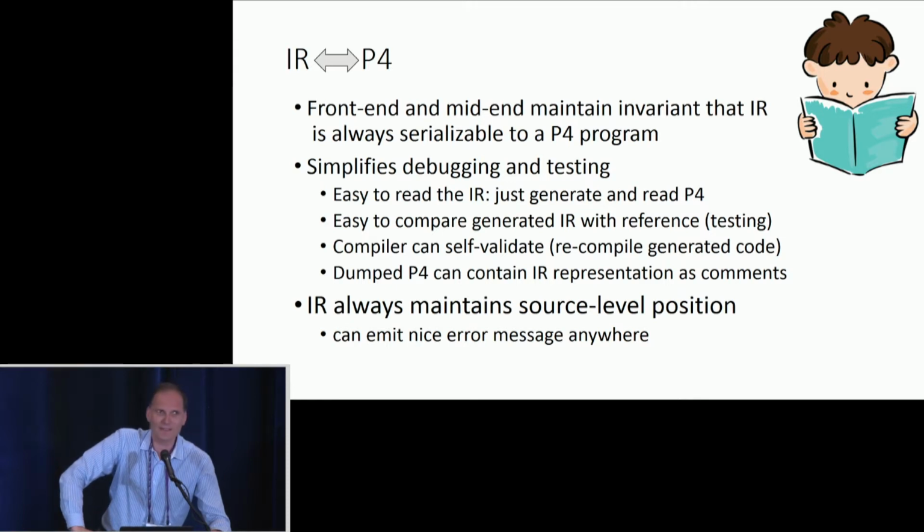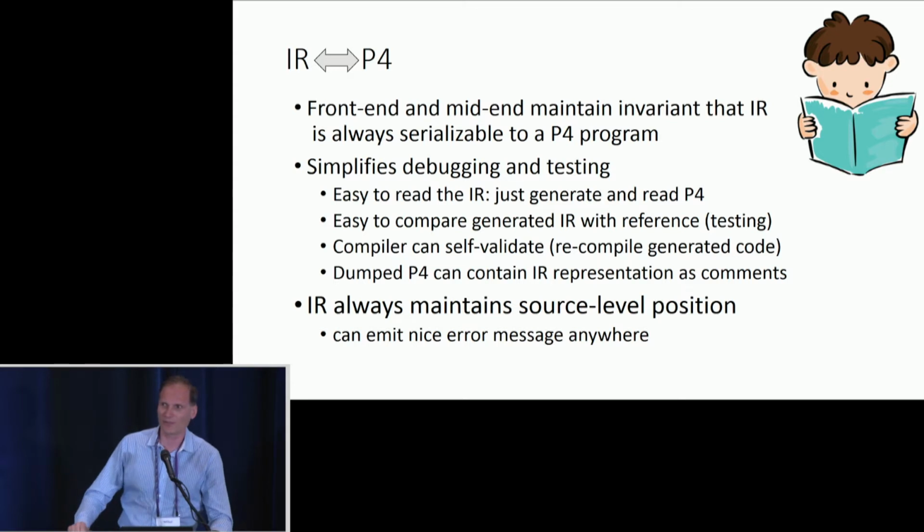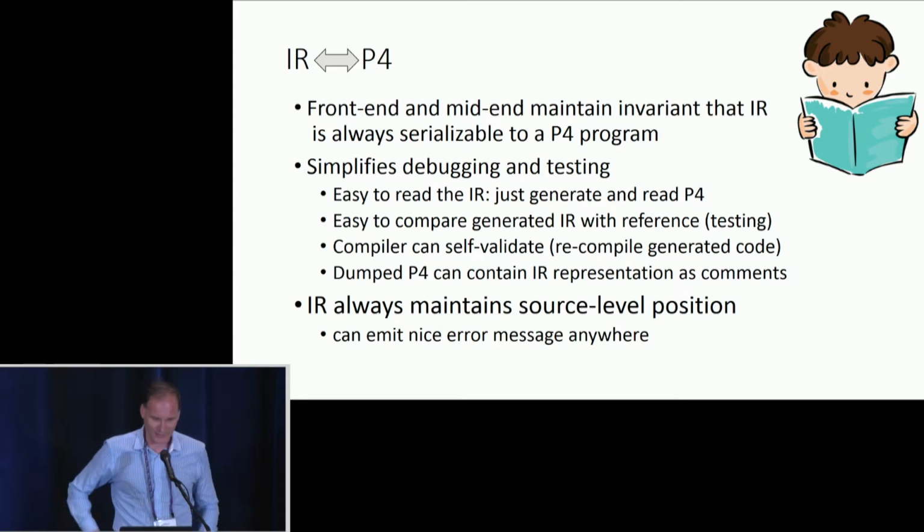So one invariant we establish in the compiler is that in all the front-end and mid-end passes, the IR is so high level that you can go back to P4. So actually, this is incredibly useful. It makes it much, much easier to debug and test your compiler, because as you go through the compiler, you can always dump back P4 and see how your program looks in the middle of the compilation chain.